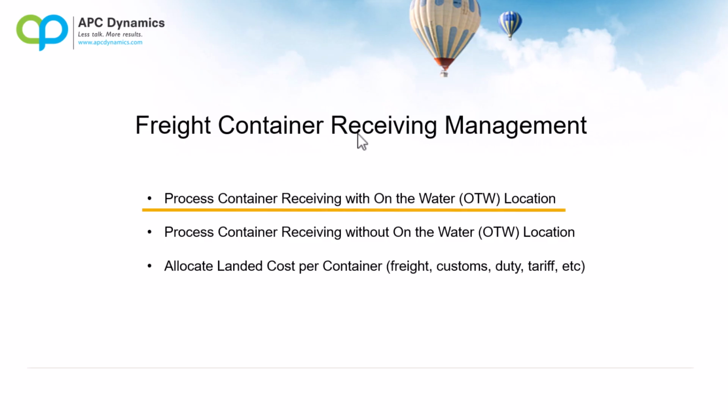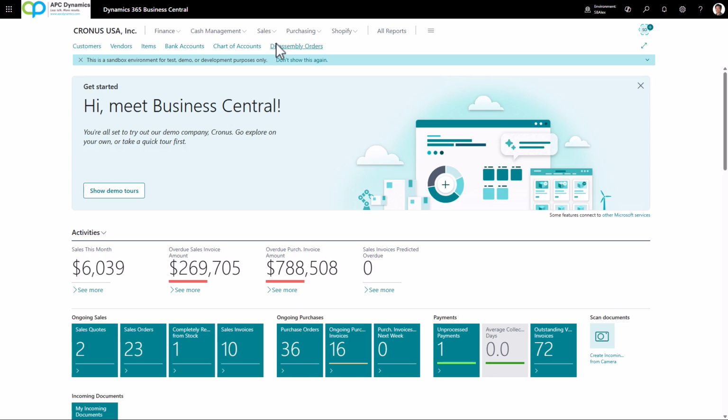Alright, so I talked about processing a container if you use the on the water location, and I've also gone through the process if you're not using the on the water location. Last, I'll talk about how to allocate the landed cost per container and also how to invoice the containers that you received. I just want to highlight the fact that at any given point in the container receiving process, you can generate the purchase invoice.